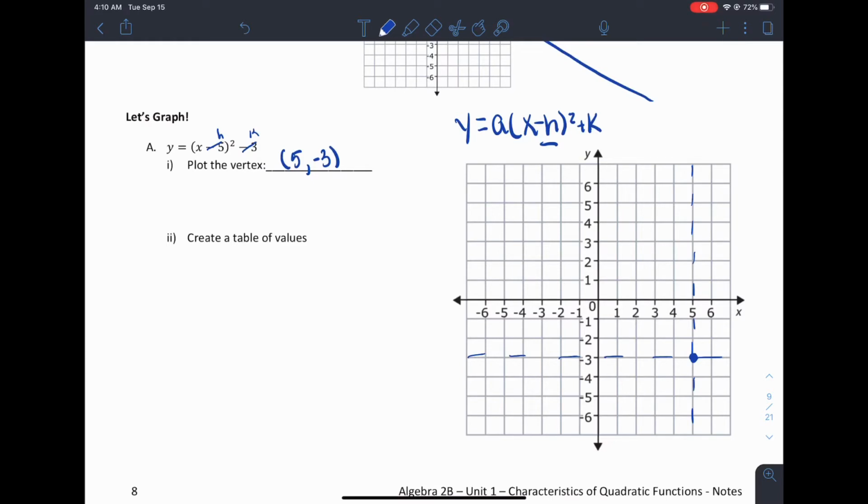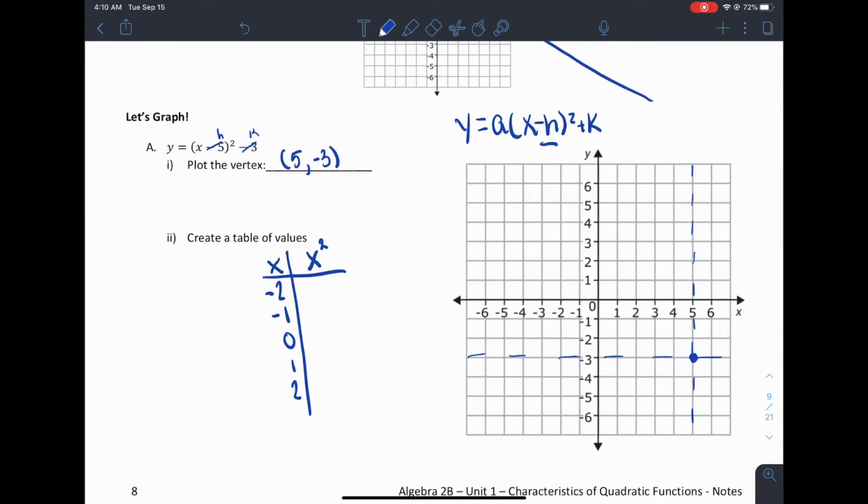Now, I then say create a table of values. What I'm talking about here is we have our input x, and what's left over in our equation now that we've taken care of the minus 5 and the minus 3? Well, just x squared. So my output is x squared. I'm going to use negative 2, negative 1, 0, 1, and 2 because that's the left side of the parabola and the right side of the parabola. Just numbers on the left, numbers on the right.